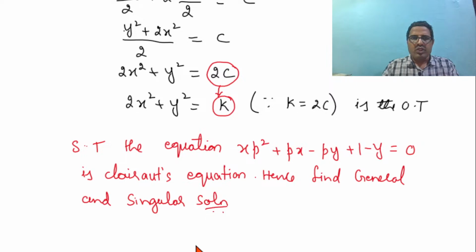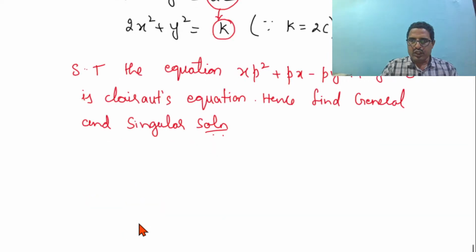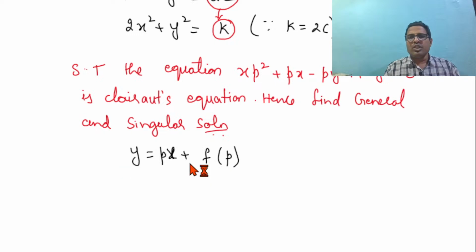So the Clairaut's equation is of this form: y equals px plus f of p. So this is a Clairaut's equation, you have to get it in this form. So let us see where you have this y value and where you have this px value. If you check over here, you have the value of y over here and y over here. So I'll try to group this value of y.